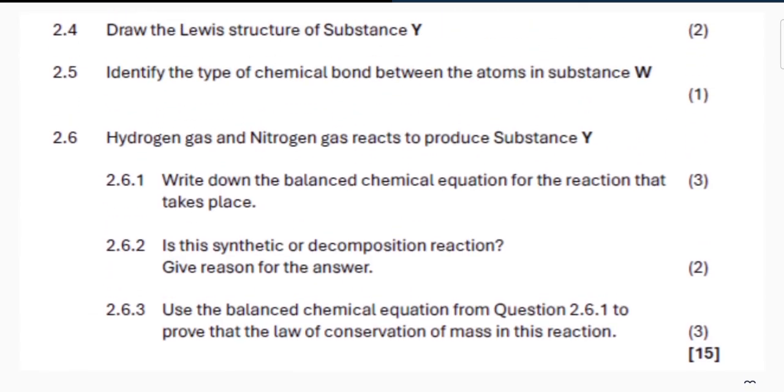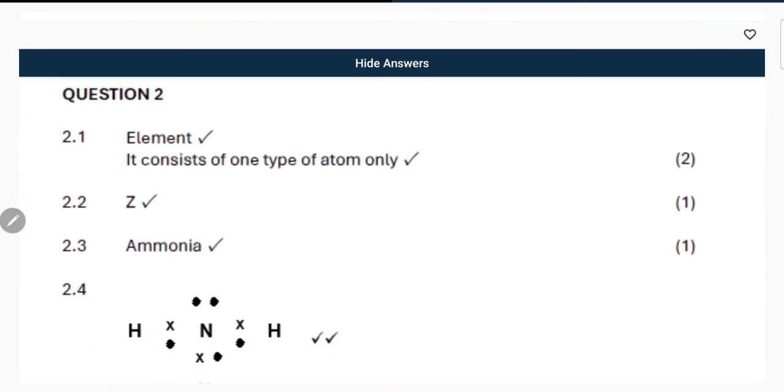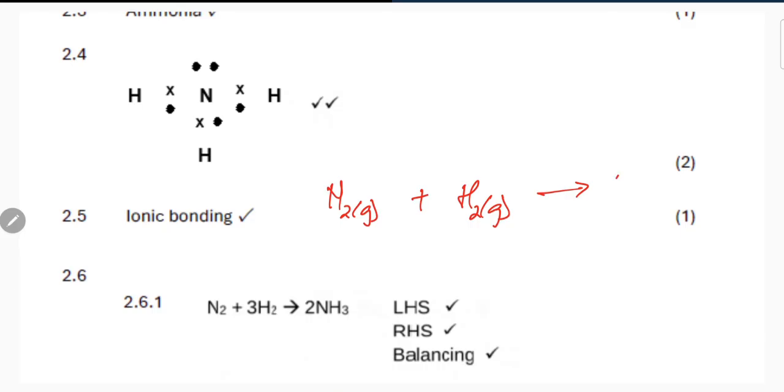Then from there, now hydrogen gas and nitrogen gas react to produce substance Y. So write down the balanced equation. So this will be your answer there. You can say N2 as a gas, H2 as a gas, then ammonia NH3 as a gas. Then you balance it. So this is how they balance. They put 3 there, they put 2 there. So this is how they balance it.